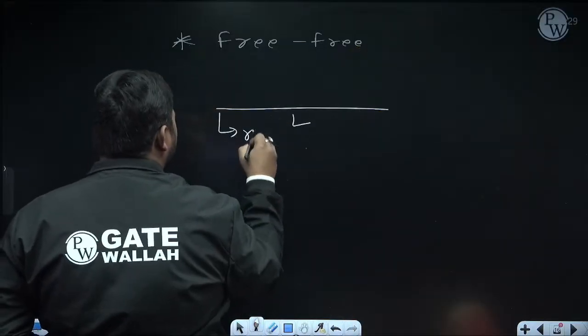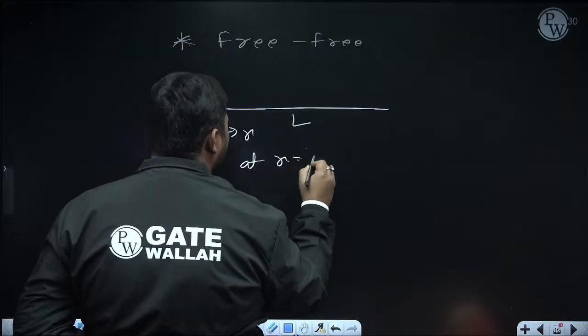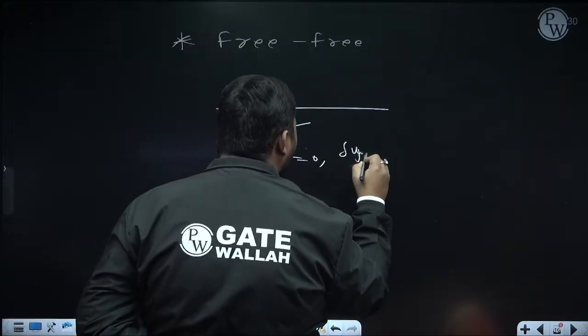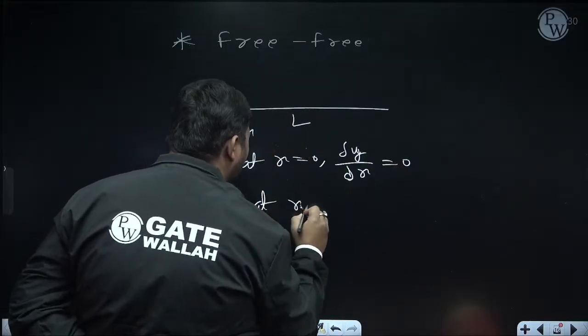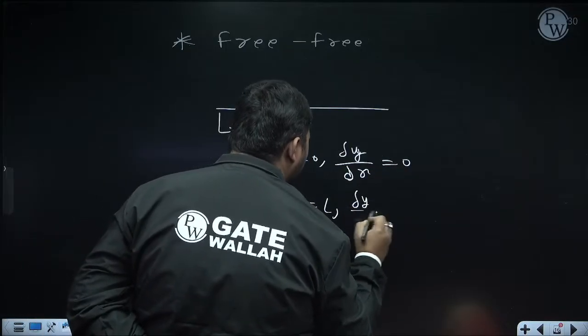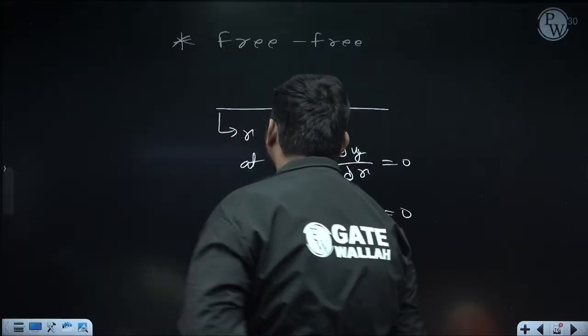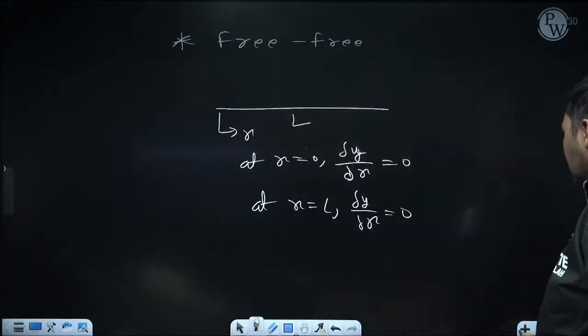Means here at x equal to 0, del y by del x is 0 because it is free. At x equal to L also, del y by del x is 0. Okay. Now again we'll solve.